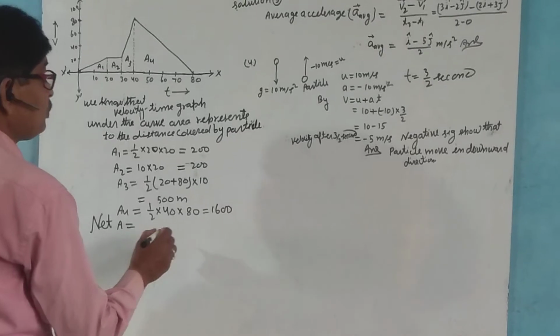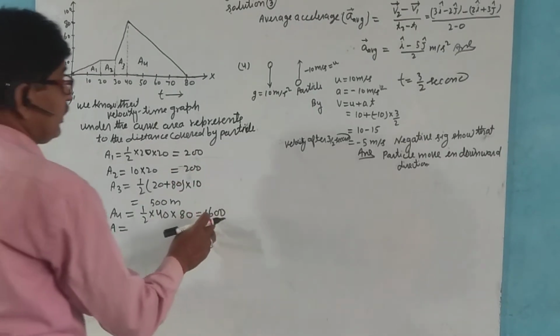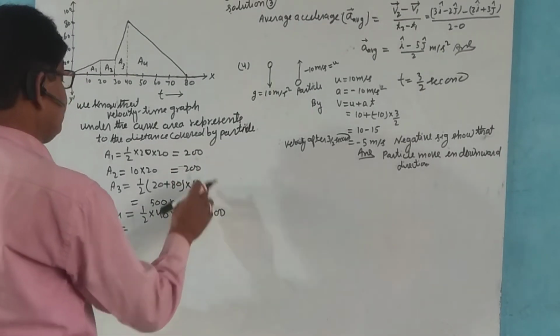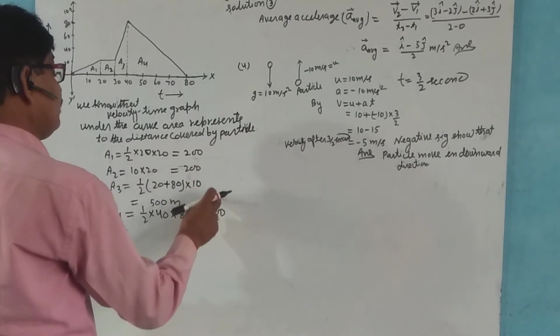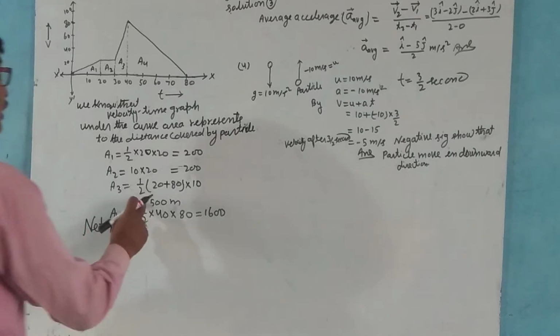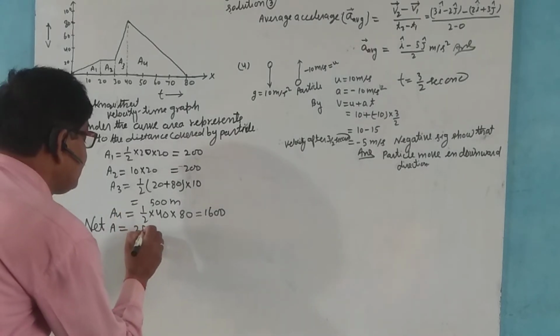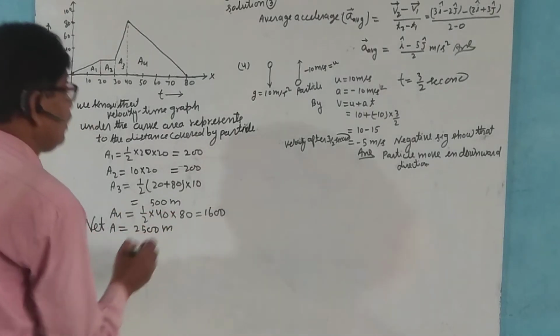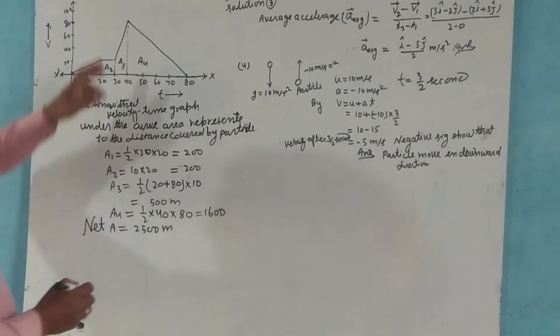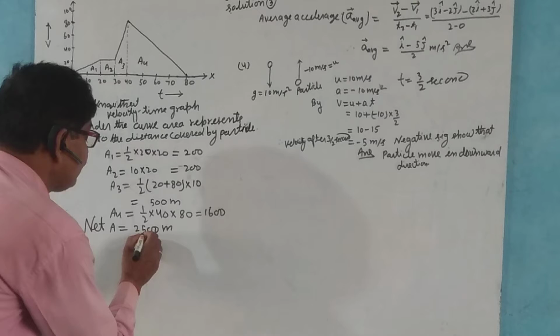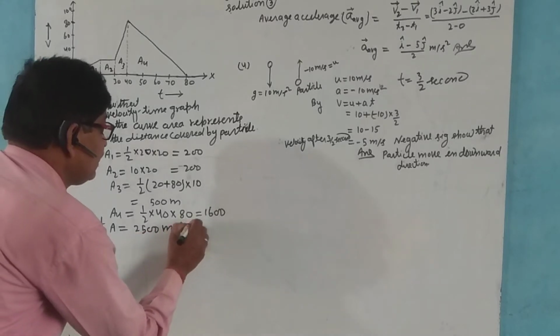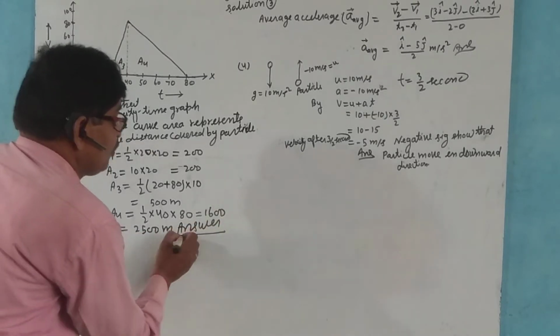So the net area is 200 plus 200 plus 500 plus 1600, which is 2500 meter. So the distance covered by the particle is 2500 meter. This is our answer.